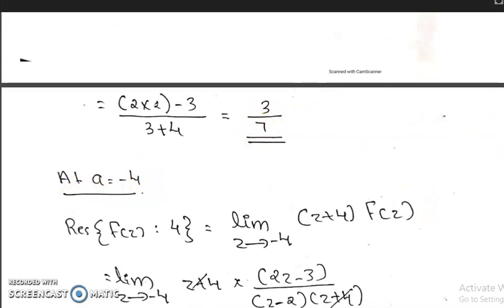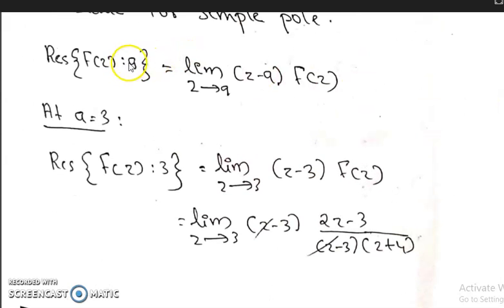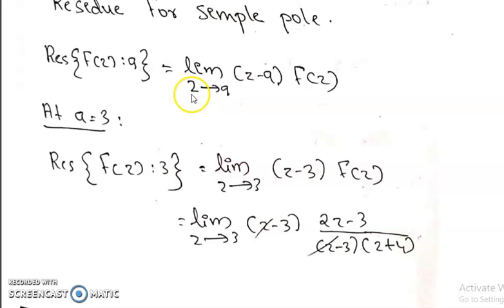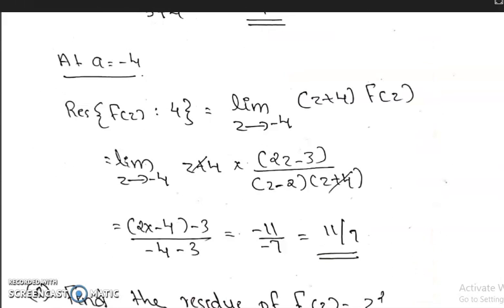Now, at A = -4, let us substitute -4 here: limit z tends to -4 of (z - (-4)), that is (z + 4), times f(z). So, we get this.